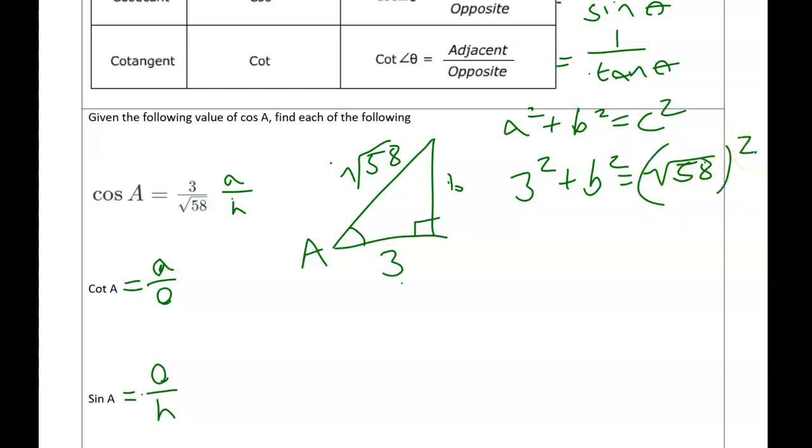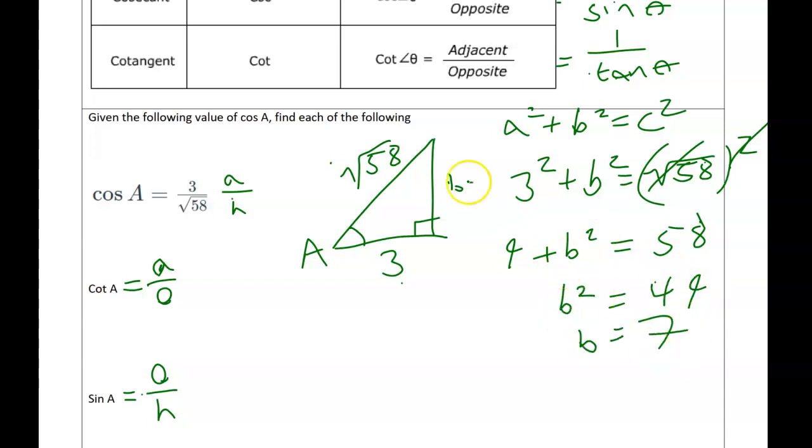Now, a common error here, I see kids all the time square 58. You do not need to do that, right? Because that just cancels out the square root. Those are opposites, inverse functions. So just 58 is left over. We get 9, of course. And then this is a nice one. Okay, so there's 7. And that means we can solve our two other ratios based on that information.